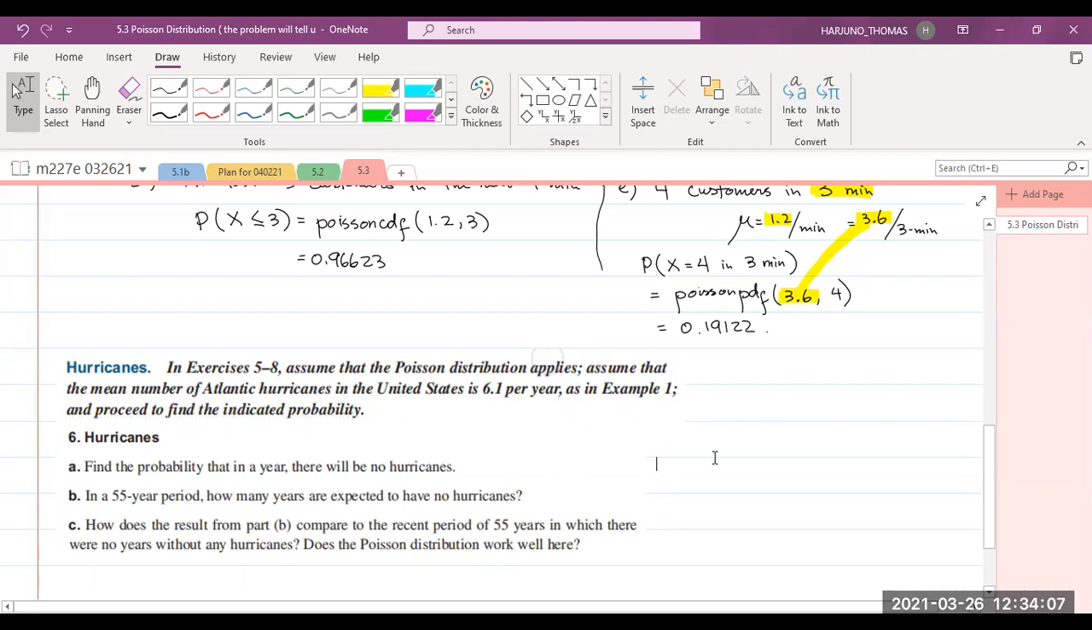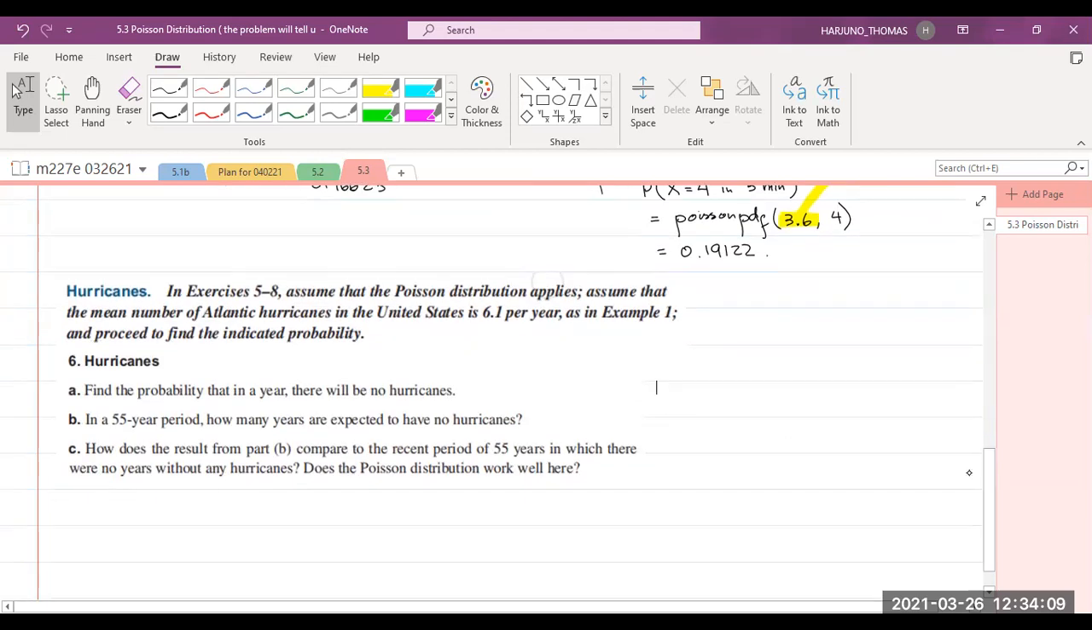Okay, let's say we have this question. Assume that Poisson distribution applies. Assume that the mean number of Atlantic hurricanes in the United States is 6.1 per year. So that's our mean. They use lambda also for the mean of Poisson distribution.